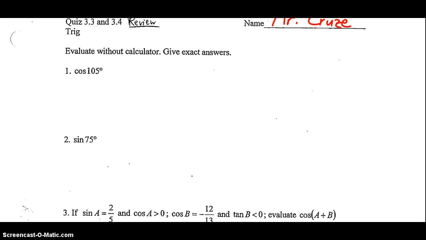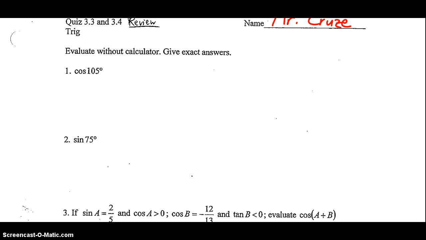This time the 3.3 and 3.4 quiz review, which is over all the different properties and identities involving sine, cosine, and tangent, as far as multiple argument property, double angle, things like that. All right, let's dive right in. Some of these will take a little while. There will probably, in all likelihood, be a second video. See the link in the description for the second video.